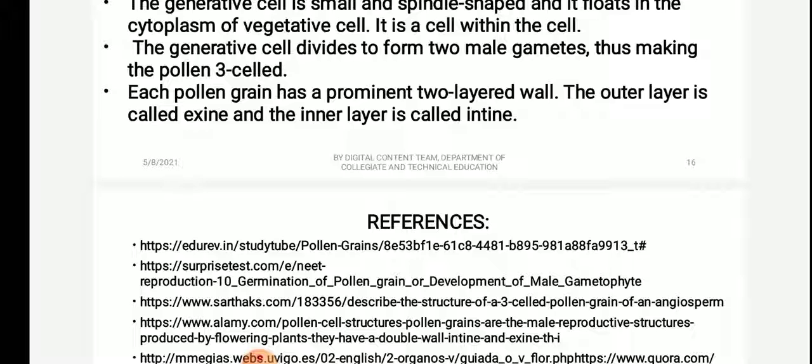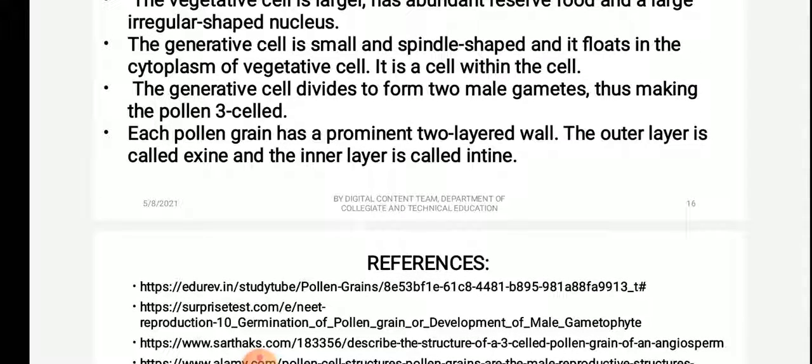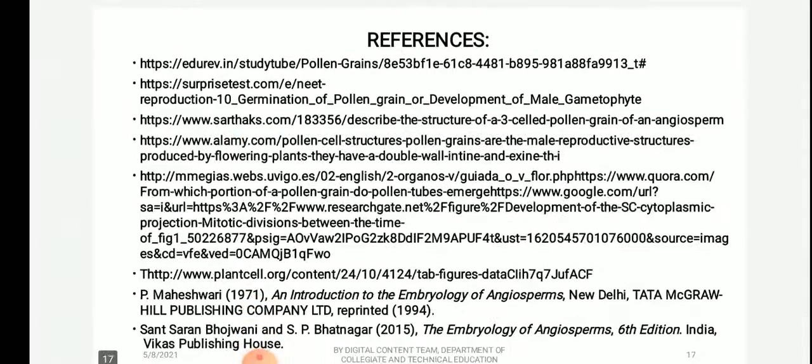Each pollen grain has a prominent two-layered wall. The outer layer is called the exine, the inner layer is called the intine. And in the male germ unit concept, the vegetative nucleus is connected with the two sperms or male gametes, and they act as one coordinated unit during the process of fertilization. So this is called the male germ unit concept.